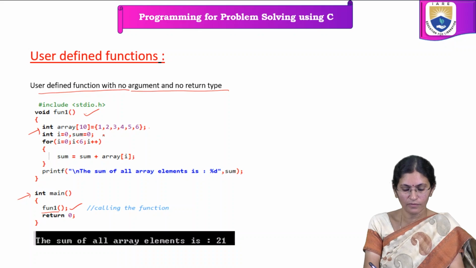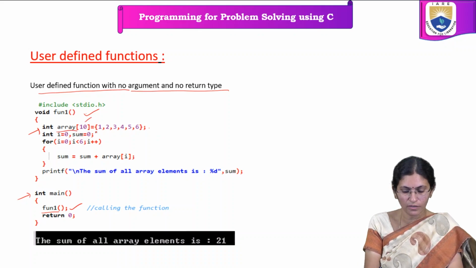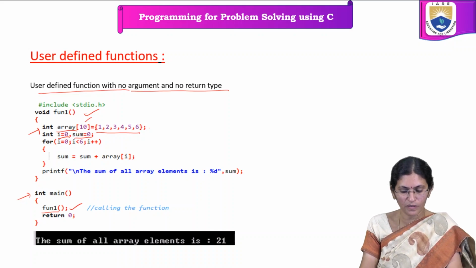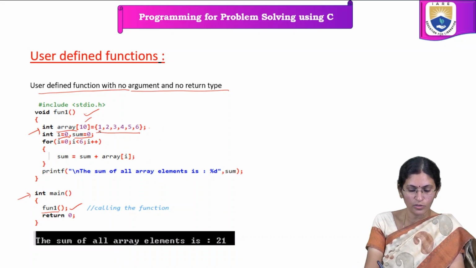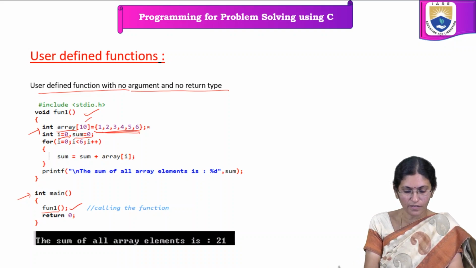Here we have declared a local variable, an array. This is an array of size 10, which is initialized to the values 1 to 6. Now we have declared other variables. These are also local to this function f1: i is equal to 0, sum is equal to 0. The task of this function is to add all the values of the array. Whatever values are there in this array, we have to add them.